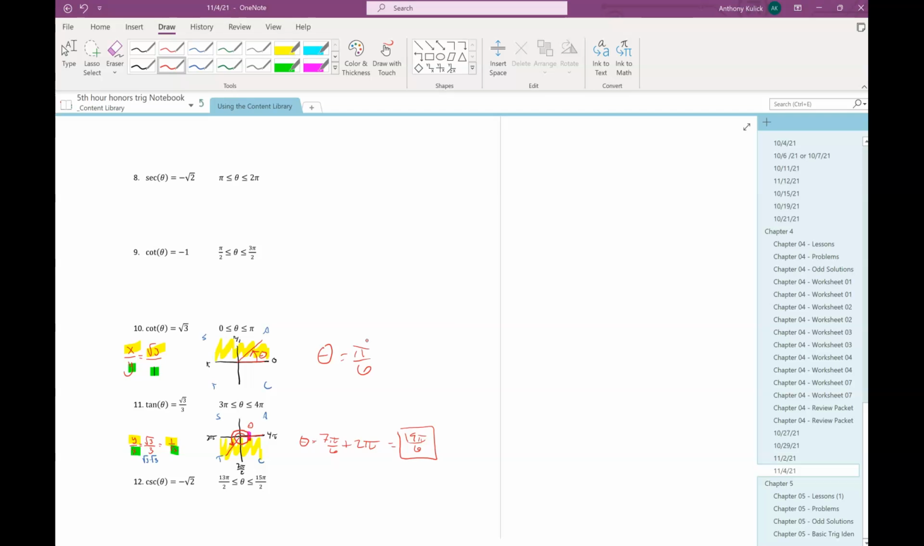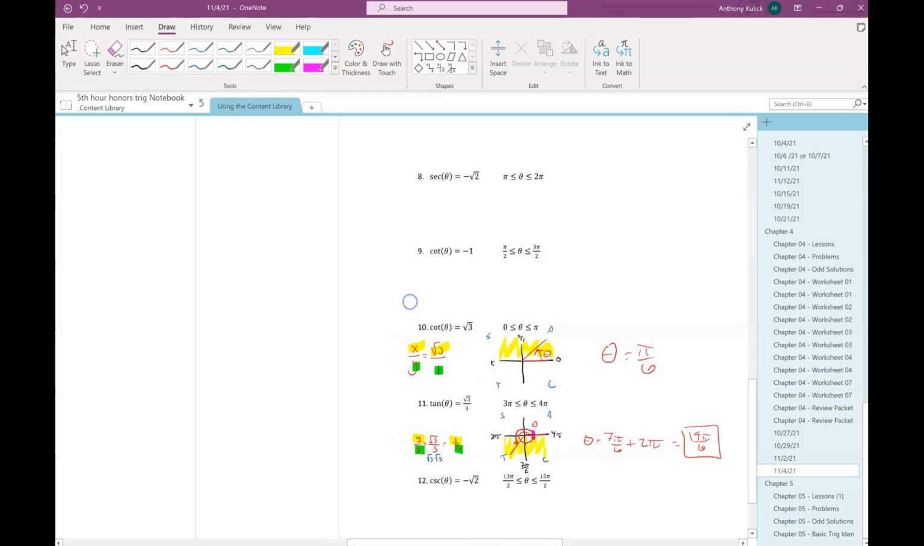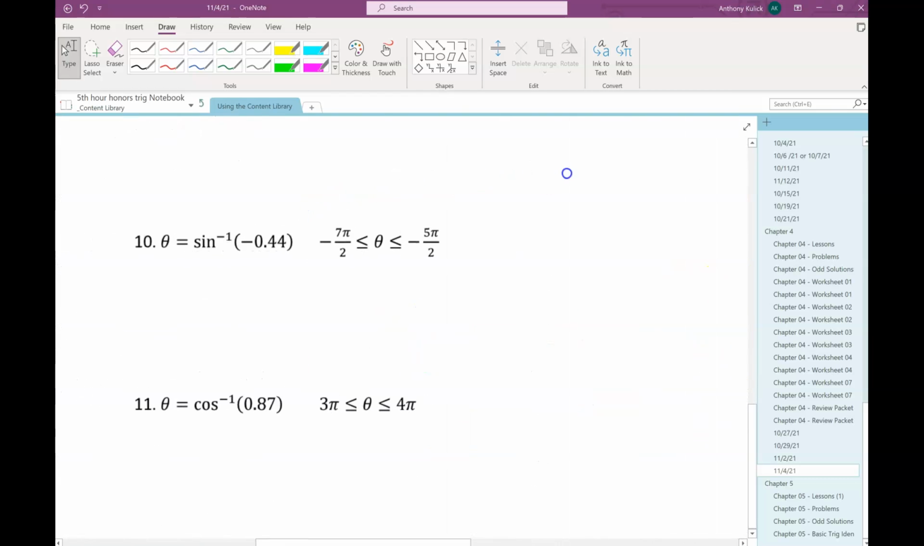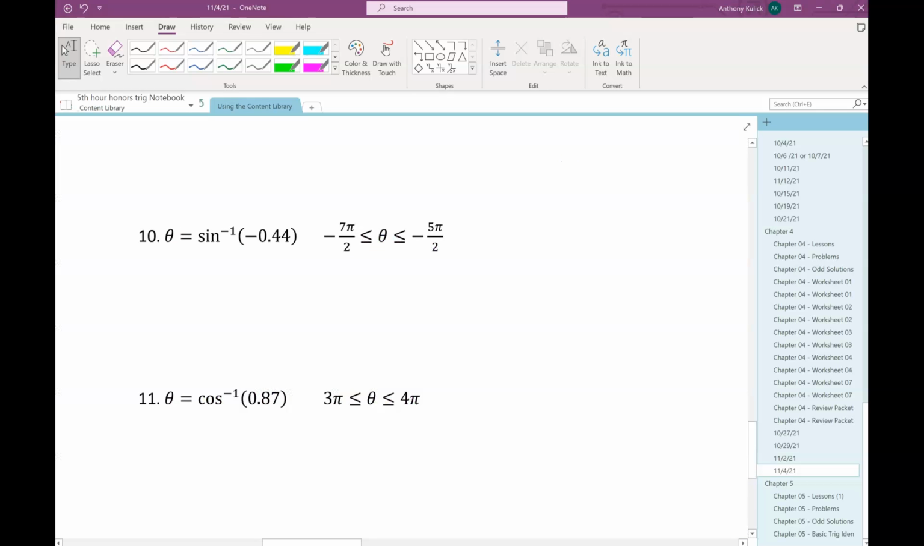Yeah. Can you do one more example? Sure. Can you look for one that has like negative, like number 10 on worksheet 2 maybe? Yeah, probably. Worksheet 2 has number 8. This one? Yeah. Okay.